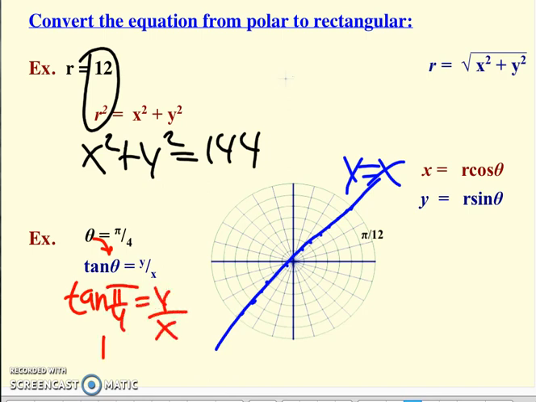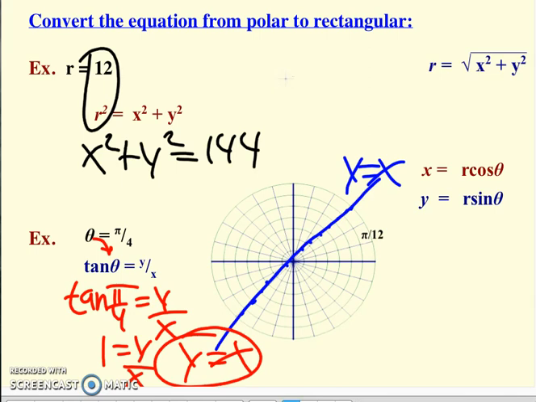Well, the tangent of pi over 4 is 1. If y over x equals 1, then y equals x. So that kind of conversion is totally a way to go, and you probably will end up having to do that anyway, just as a way to show some work. But in these two examples, I think you can actually sort of tell ahead of time what you're going to be dealing with.